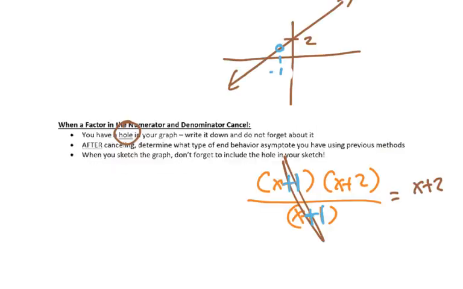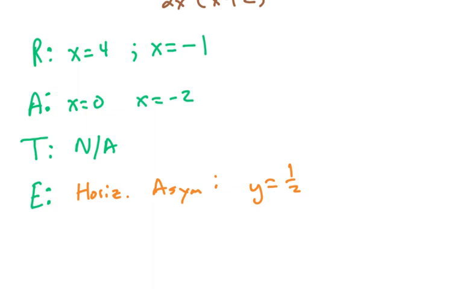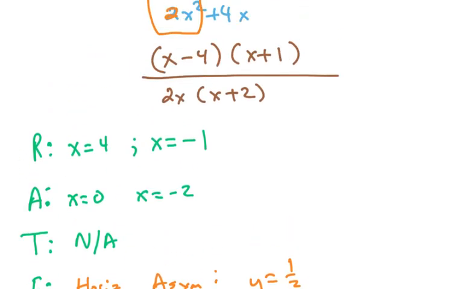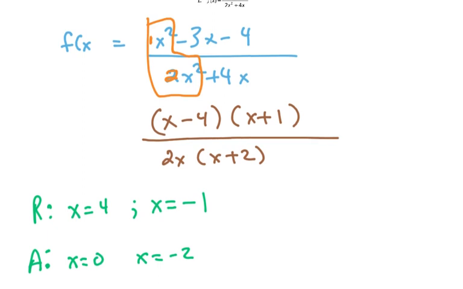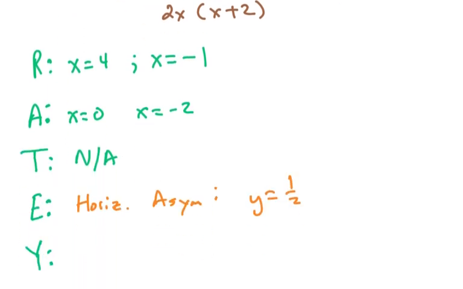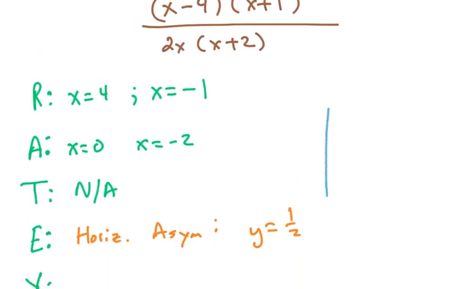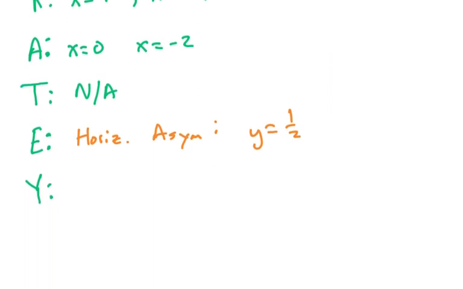Last one is y. So y is the Y-intercept, and what do we know about the Y-intercept? The Y-intercept is when x equals 0. So let's see what that becomes.